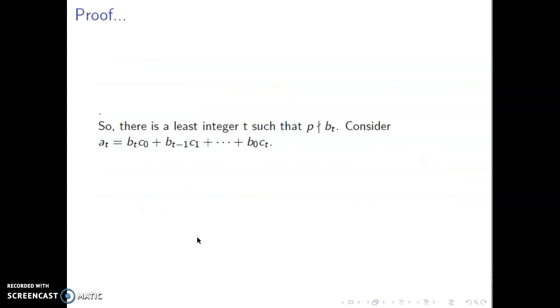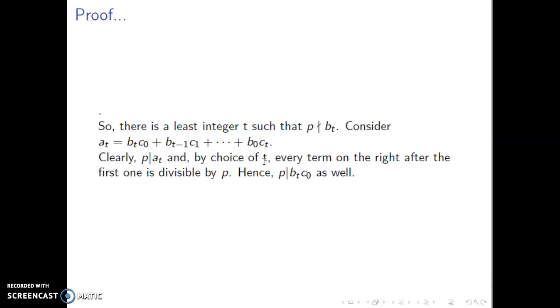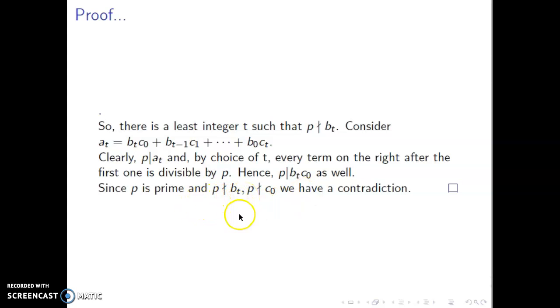So there is a least integer t such that p does not divide bt. Consider at, which is equal to bt times c naught plus bt minus 1 times c1 and so on up to b naught times ct. Clearly, p divides at, and by the choice of t, every term on the right after the first one is divisible by p. Hence, p divides bt times c naught as well. But p is prime and p does not divide bt. p also does not divide c naught, and hence we have a contradiction.